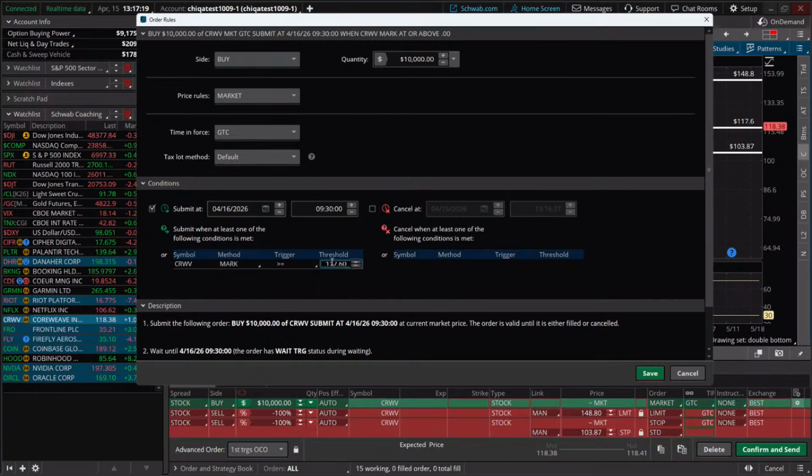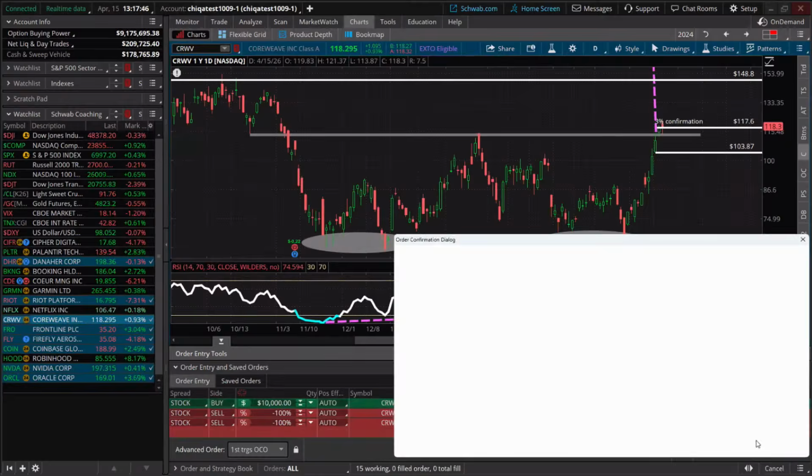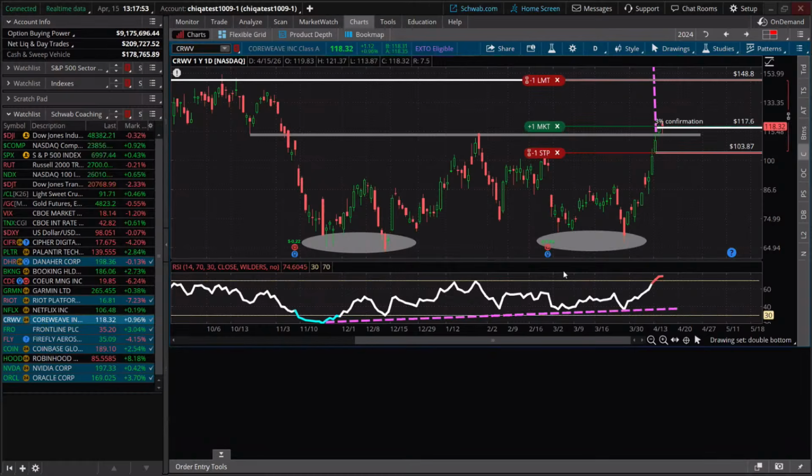If it is not above 117.60, then it is not going to get a fill, but at least that is going to prevent us from getting into that trade too early instead of really waiting for that concrete confirmation. So this gives us the chance to wait till we see that close above that level. And if the price is above that level by the open, we are going to send a market order there. So I'm going to hit save there, and we are going to hit confirm and send and place this in our price patterns class. So we're going to hit send there.